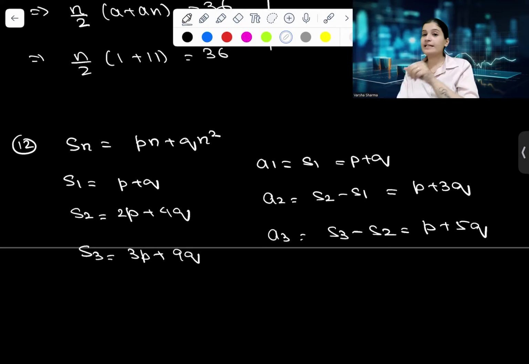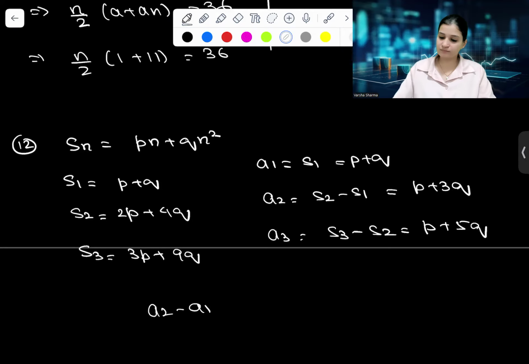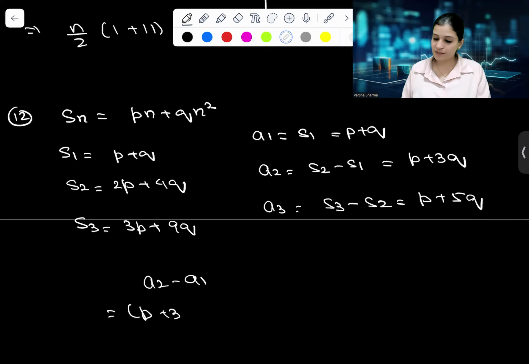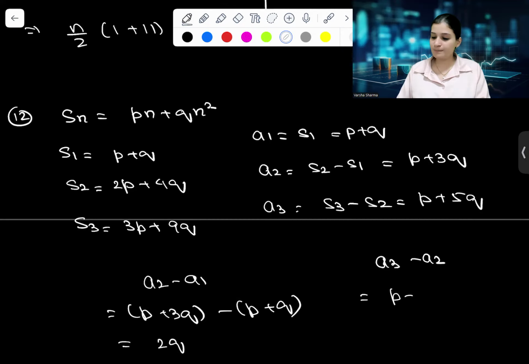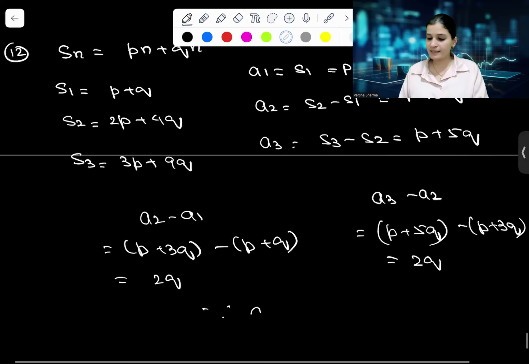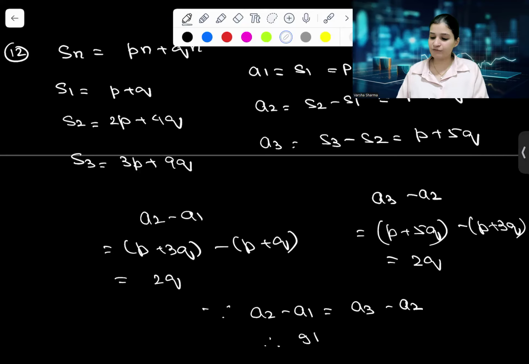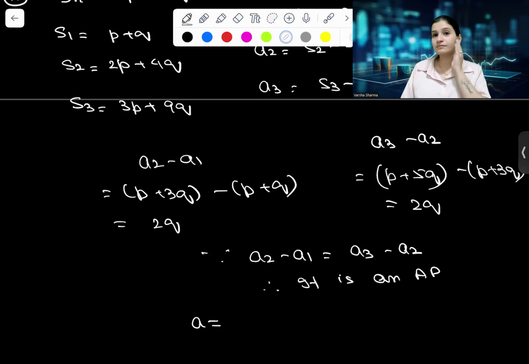Now, in order to check whether it is an AP or not, what are we supposed to find? Common difference. So A2 minus A1: P plus 3Q minus (P plus Q), P and P gone, 2Q. A3 minus A2: P plus 5Q minus (P plus 3Q), again 2Q. So the difference is the same. Since A2 minus A1 is the same as A3 minus A2, therefore it is an AP. And in this AP, can you tell me what is the first term?